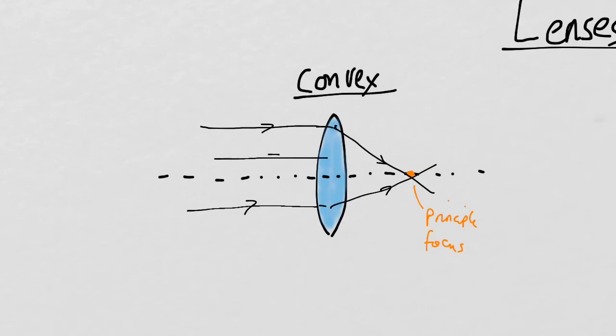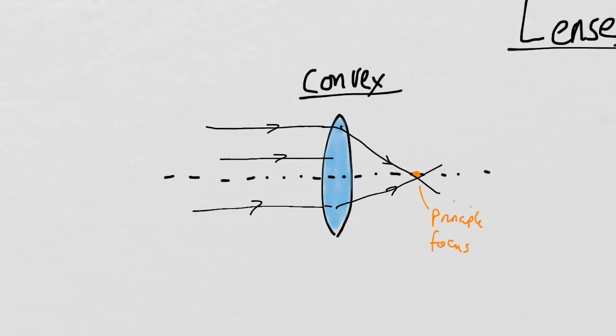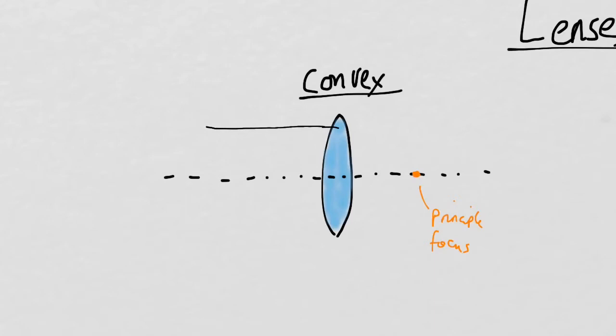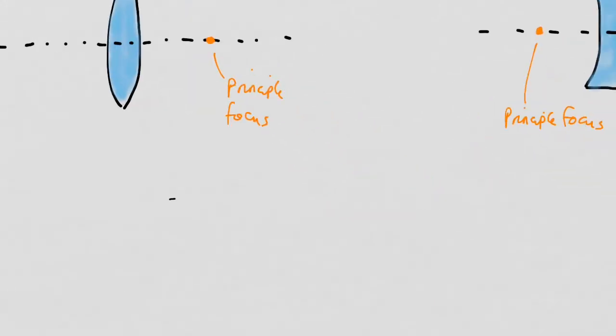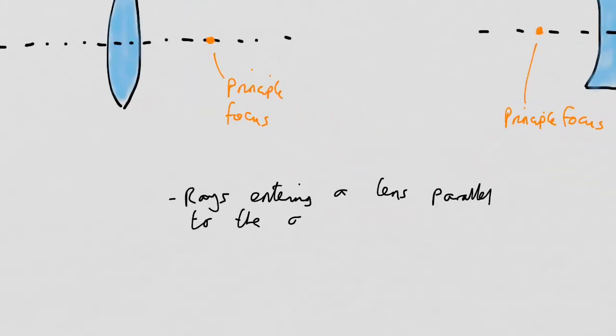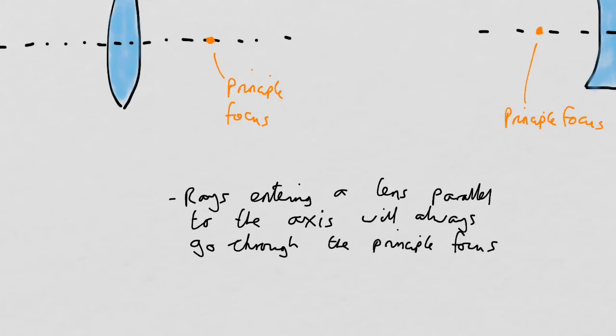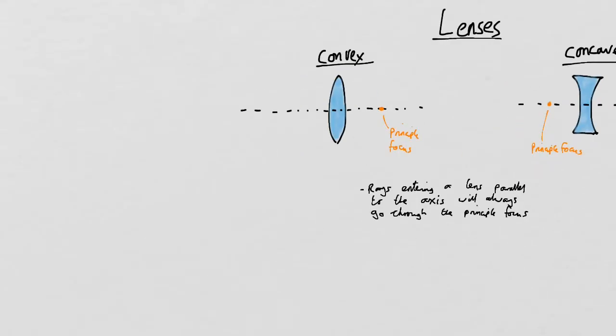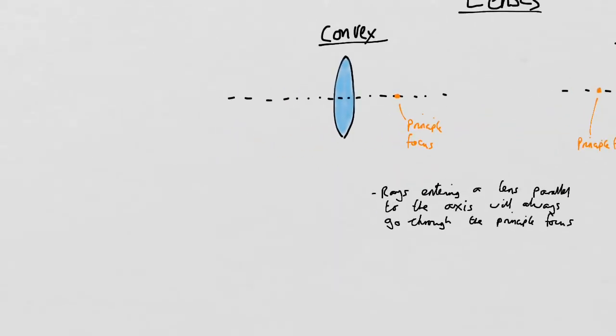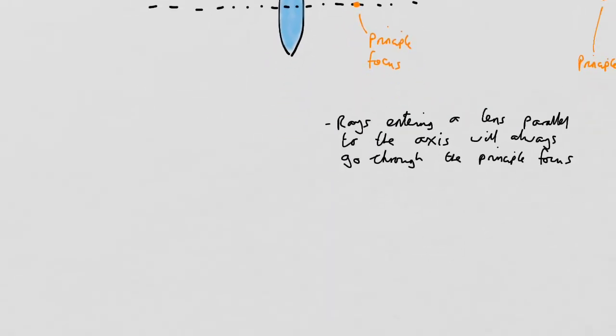Okay, so all of these light rays will emerge and go through the principal focus like that. Okay, so rays entering a lens parallel to the axis will always go through the principal focus.